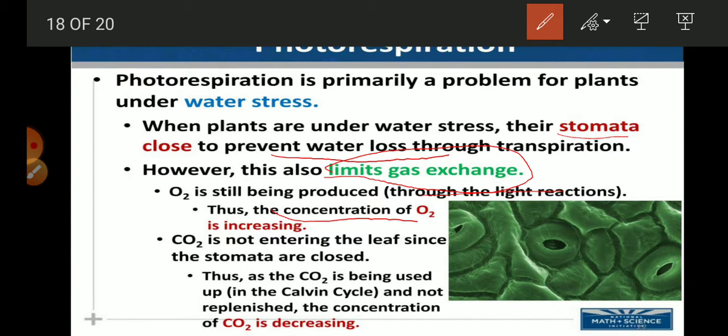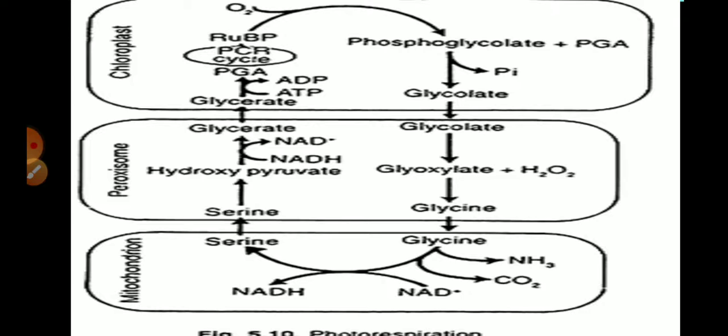The concentration of oxygen is increasing in the cells, but carbon dioxide is not entering from outside of the leaf through the stomata, because stomata are closed. This is actually the main reason, as the carbon dioxide is being used up in the Calvin cycle. So oxygen is continuously increasing and carbon dioxide is continuously decreasing. This is the reason why Rubisco uses this oxygen to bind with.